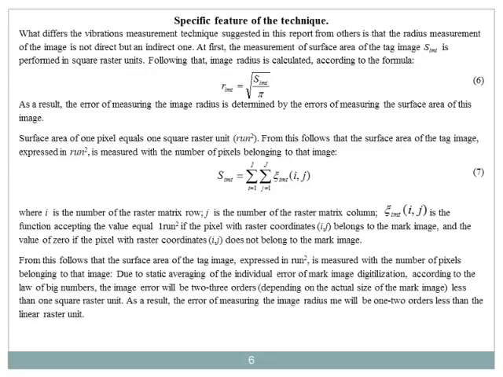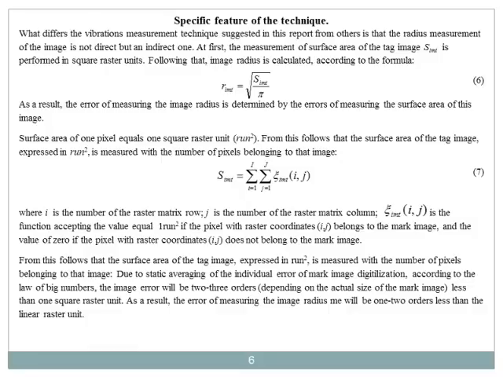Slide 6. What differs the vibration measurement technique suggested in this report from others is that the radius measurement of the image is not direct, but an indirect one. At first, the measurement of the surface area of the tag image is performed in square raster units. Following that, the image radius is calculated according to the formula.